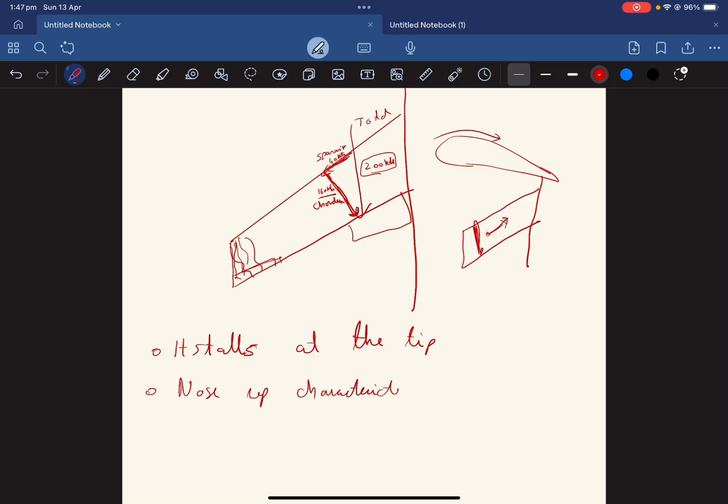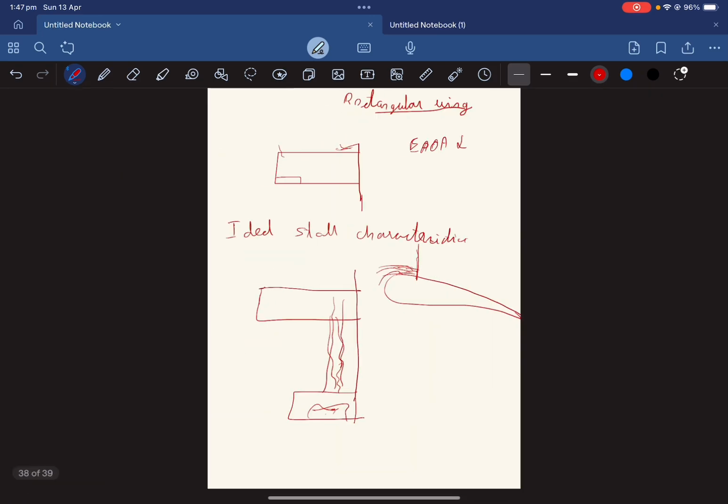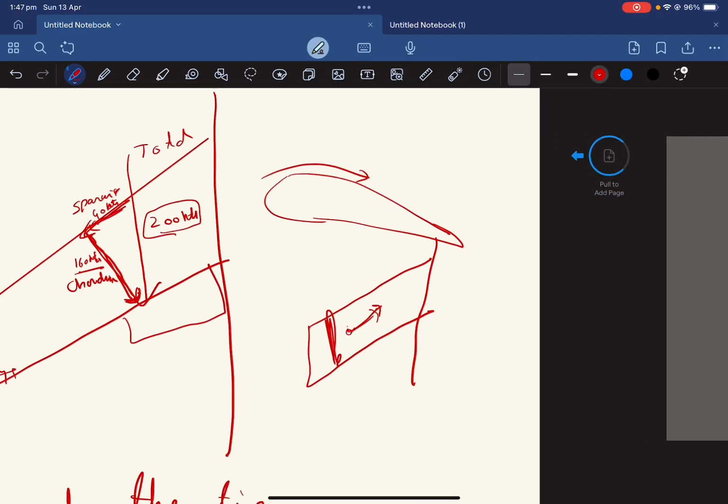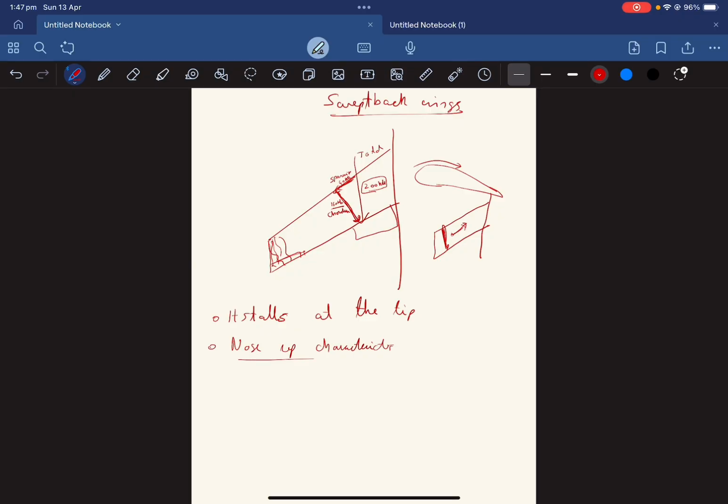So in case of your rectangular wing, it gives you nose down characteristics. What happens when your nose is going down is that your angle of attack is decreasing, right? So you're automatically solving your stall issue. But in this case, when your nose is going up, you're increasing the angle of attack. You're making the situation worse than it already is, right? I hope it makes sense. So let's go to the next topic, which is going to be ways to prevent stall.